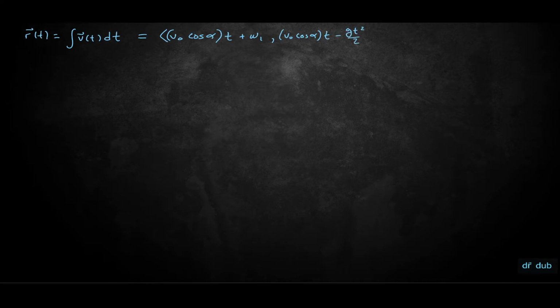So if I integrate that to get r of t, that's going to be the integral of v of t dt, which is going to be v0 cosine alpha, that constant, multiplied by t, plus a new constant, we'll call it w1, and then v0 cosine alpha, that constant, times t, minus gt squared over 2 plus w2. So that's my position function.